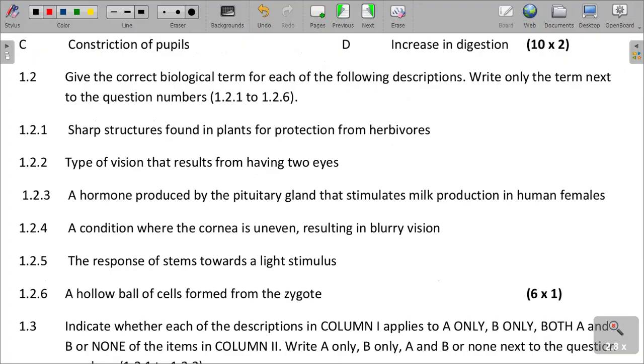Sharp structures found in the plants for protection from herbivores. We talk about plant protection mechanisms. We talk about the chemical, we talk about the physical, and also other ones which we can say biological, which is otherwise through the secretions or through the smells. So now what we are saying is that sharp structures found in plants are for protection from herbivores.